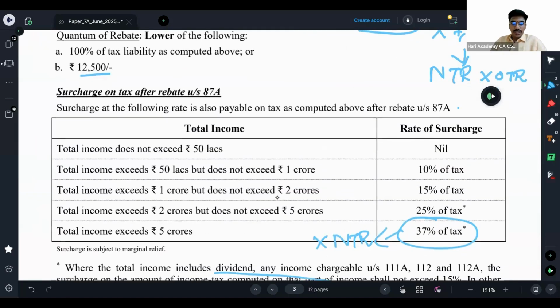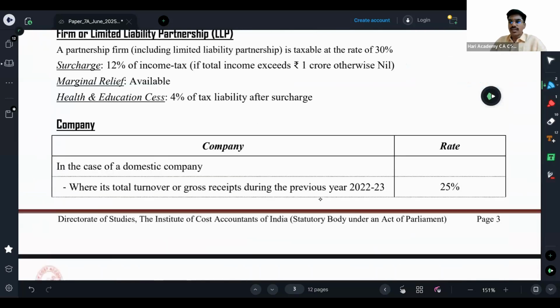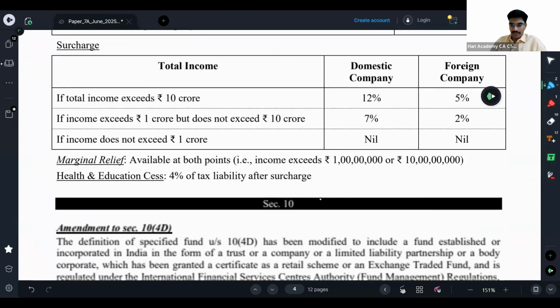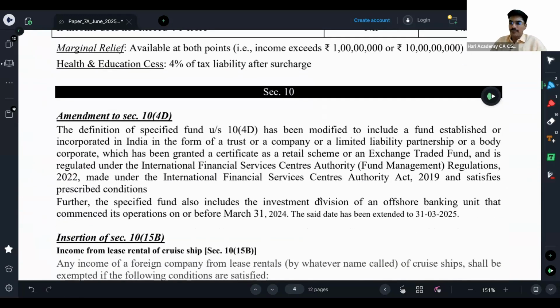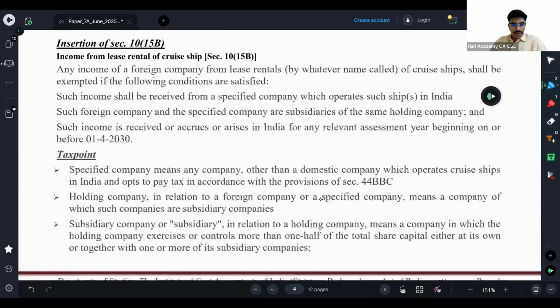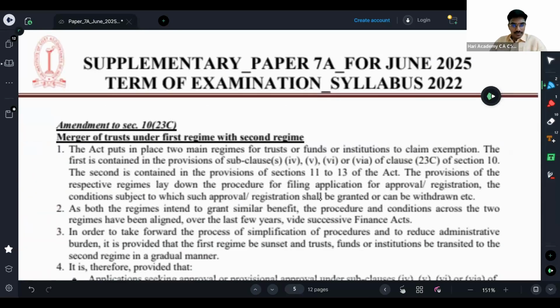Now let us go to the other amendments. I'm not touching upon all the amendments. Wherever it is applicable, only those amendments I'm touching upon. Okay, so important amendments, whatever is going to be relevant for our examination, only those we will cover as of today. So this is not relevant, this is not relevant.